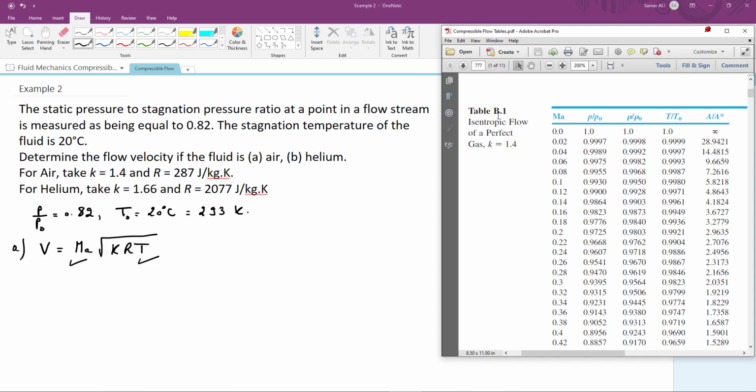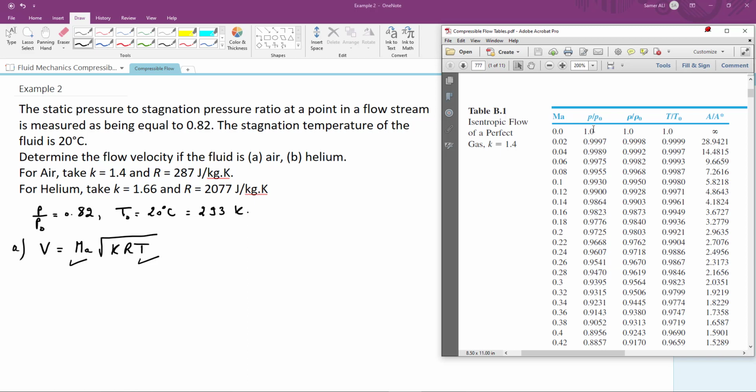Please pay attention that table B1 is only valid for a perfect gas where K is equal to 1.4, which is the case here in part A, since we're dealing with air and air has K equal to 1.4. So using this table is completely a valid option. However, you should be careful that you cannot use this table to calculate the flow velocity for helium, because helium has K equal to 1.66. In fact, you need to rely on the equations that we have developed previously to solve for the flow velocity of helium. So for air, we know P over P naught equal to 0.82.